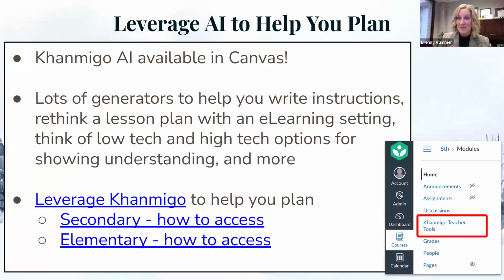And it took me a lot of time, and I can use these AI tools to help me rethink that, or at least speed up my workflow a little bit better. So Conmigo is available in Canvas. To access it, I do have tutorial guides here.